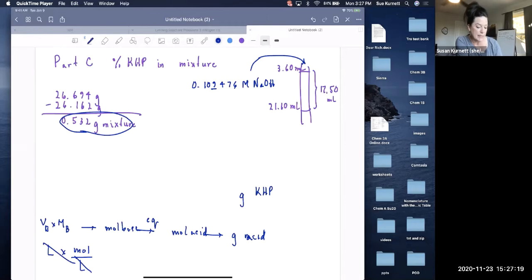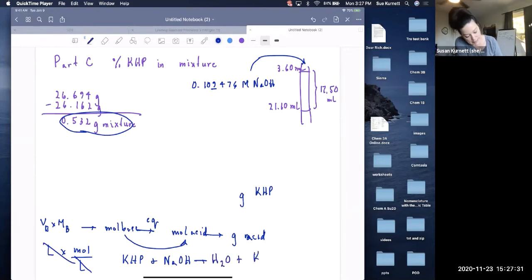And then for moles of base, I can find moles of acid with my balanced equation, which is KHP plus sodium hydroxide reacting to form water and potassium sodium phthalate, or sodium potassium phthalate. And you can write KHP, or you can write the C8H5O4, whatever. Okay, so there's my roadmap. Here I go.